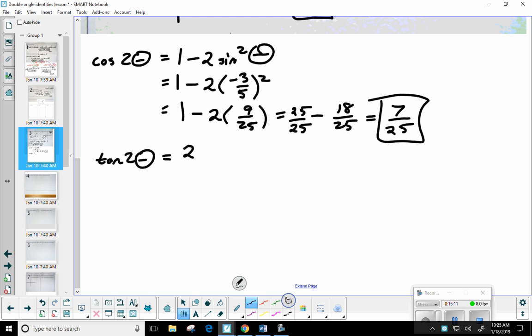What was that identity again? 2 tangent of theta over 1 minus tangent squared of theta. Would you like to try this one again on your own? I'll give you a little more time this go around. Let me give you 2 minutes.